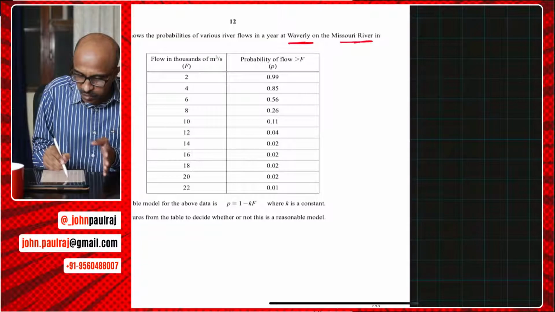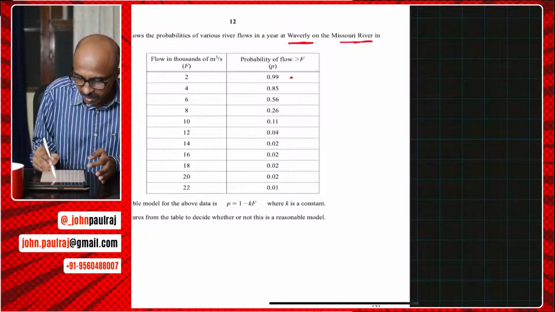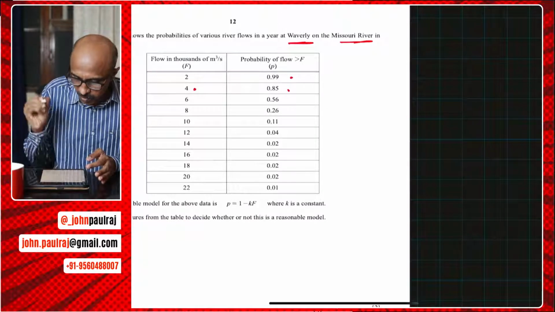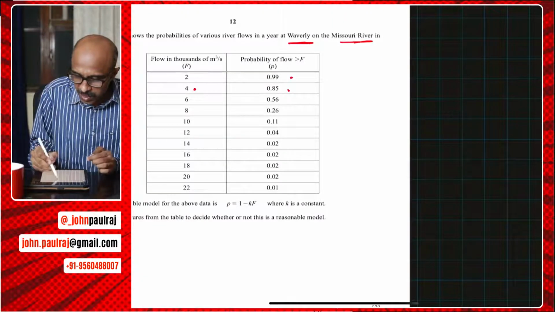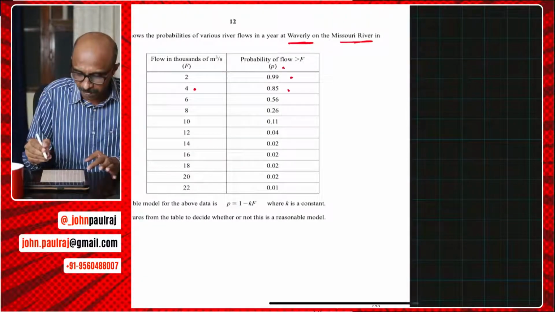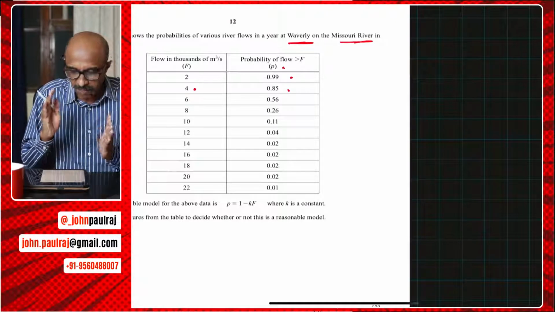What is the probability of 2 meter cube per second? What is the probability for this flow? That's 0.85. Okay, that's how the table has to be read. Probability is denoted by small p. So in this table you got 2 columns, capital F and P.